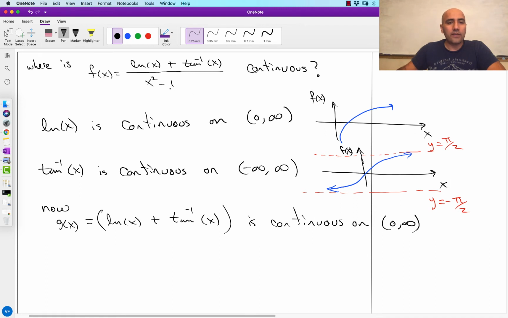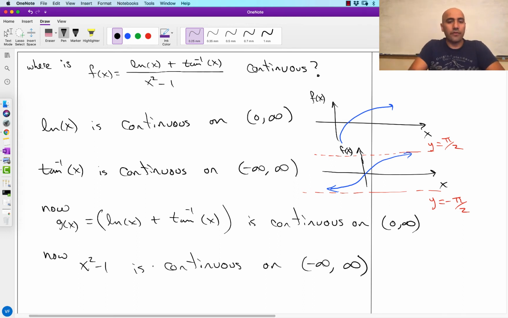Okay. Now, if we look at the denominator, it's a polynomial. We consider x squared minus 1, the denominator. This is a polynomial, and according to our theorem, this means that it is continuous everywhere in its domain, which is all real numbers, from negative infinity to positive infinity. Okay, so according to our theorem, a more complicated function f of x, which is made up of adding, subtracting, multiplying, or dividing functions that we know to be continuous, is also going to be continuous on their shared domain. So far, the shared domain is going to be from 0 to infinity.